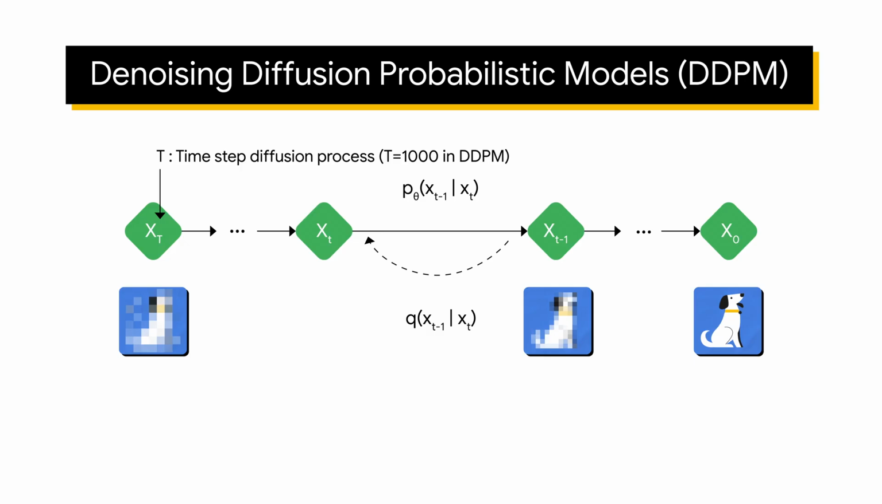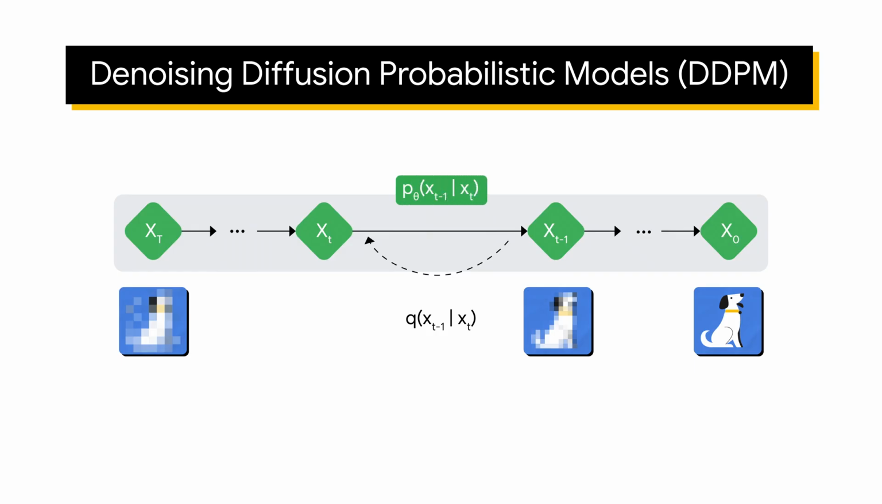Now we want to do this in reverse. How do we go from xt, a noisy image, to xt-1, a slightly less noisy image? At each step of the way, we also learn this reverse diffusion process. That is, we train a machine learning model that takes in as input the noisy image and predicts the noise.